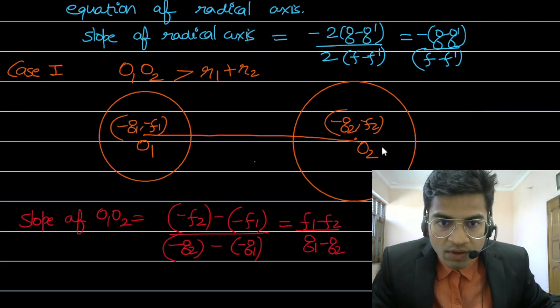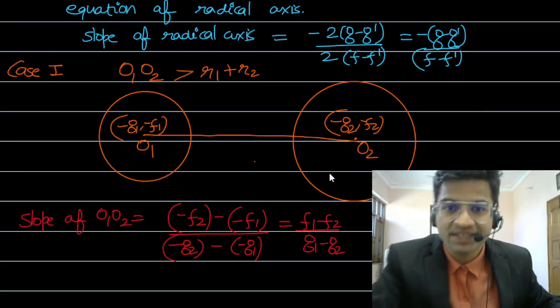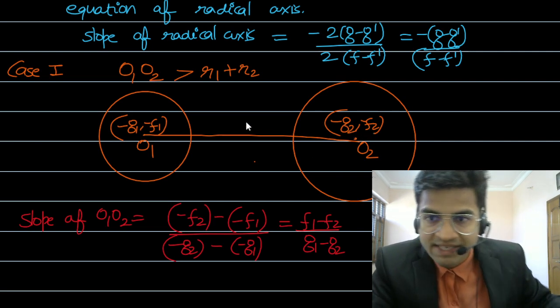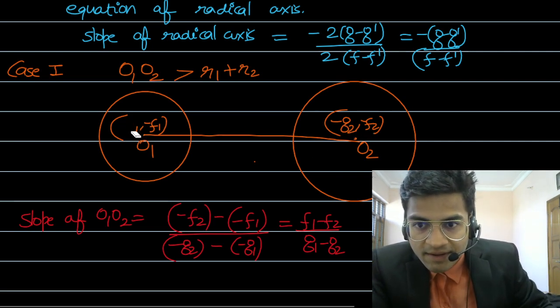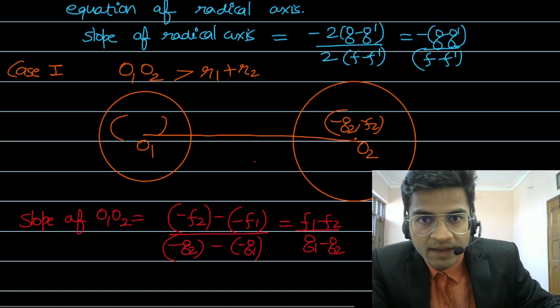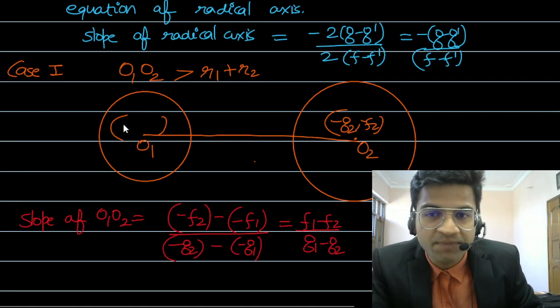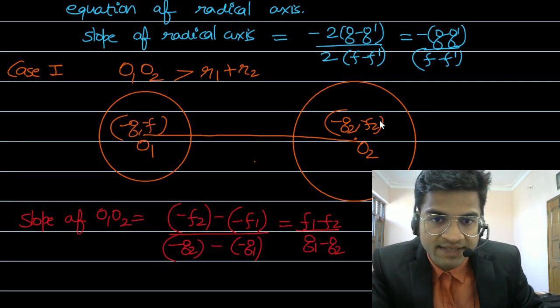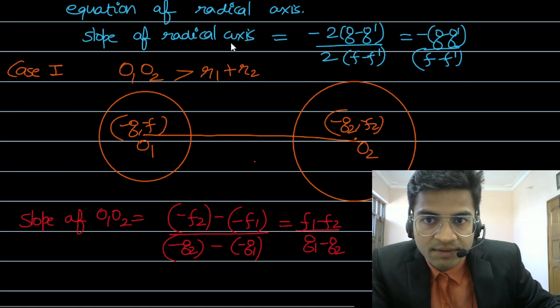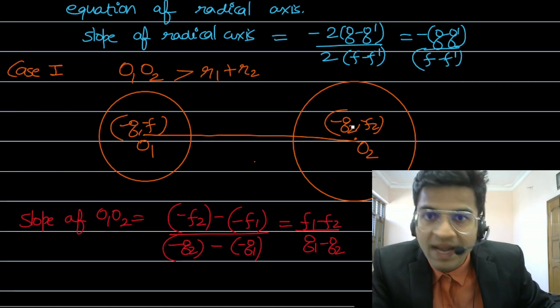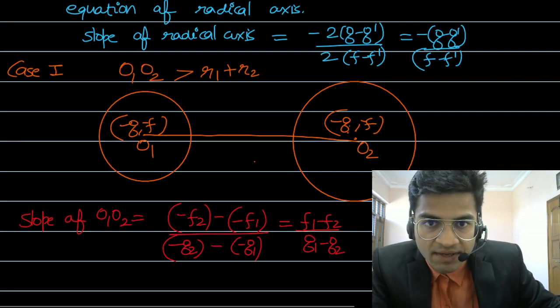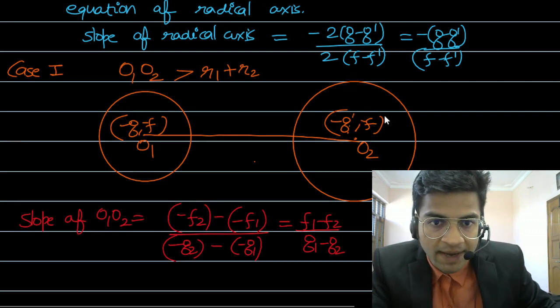Okay, the center is not (minus g2, minus f2). It is not g1, f1. We will write it as (minus g, minus f), and the other one is not g2 and f2, but (minus g dash, minus f dash).